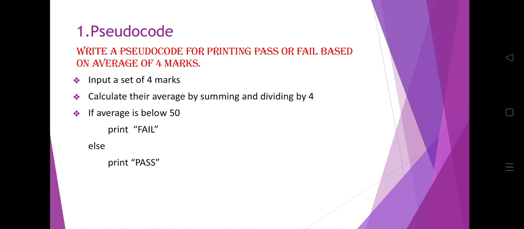And if the average is below 50, print fail, else print pass. That is, if any candidate's average is less than 50, then obviously you will fail, otherwise you will pass. This is what this pseudocode is telling us.